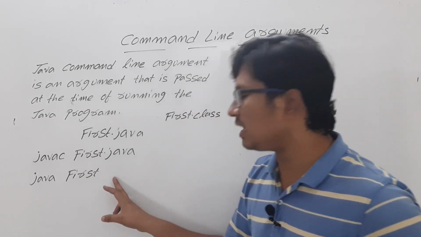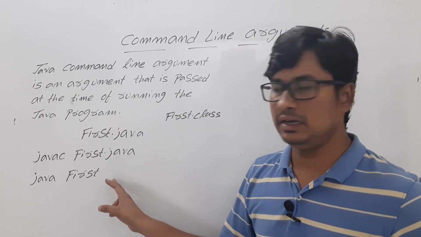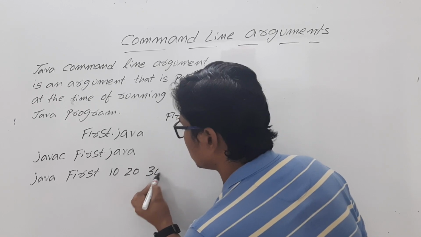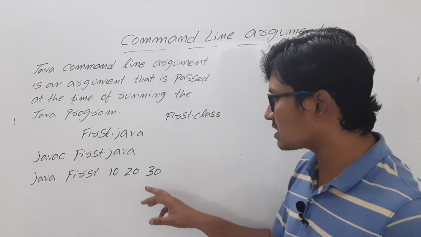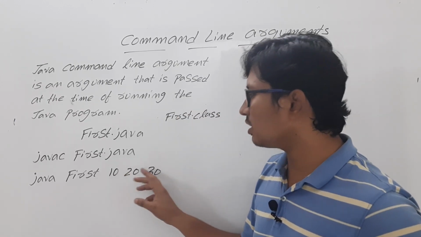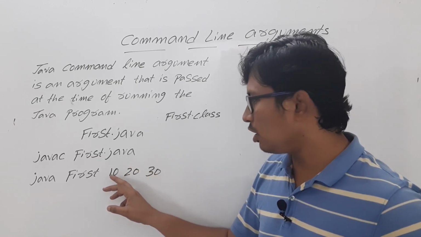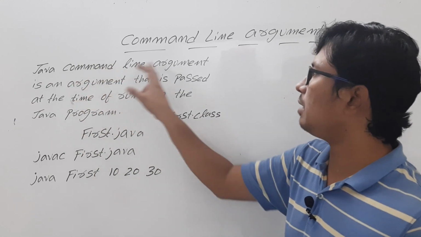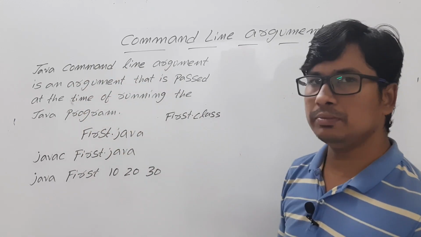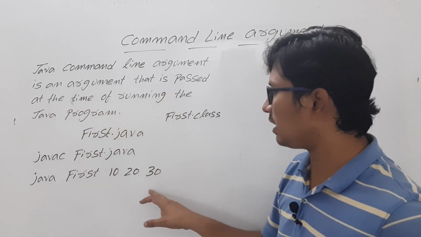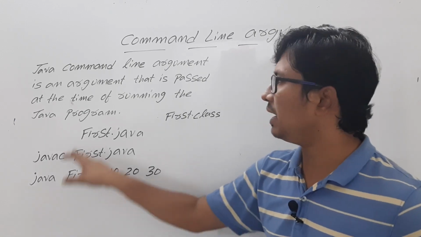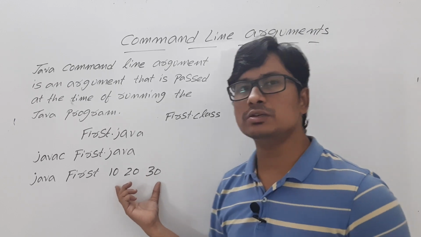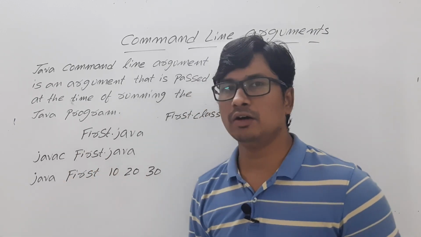Now if you are passing any arguments here, suppose I am passing the arguments 10, 20, 30. This is what we call a command line argument. You are giving input, or passing the arguments, during the runtime. A Java command line argument is an argument that is passed at the time of running. So you are running the program now, and at the time of running, if you are passing any arguments, that concept is called command line arguments.